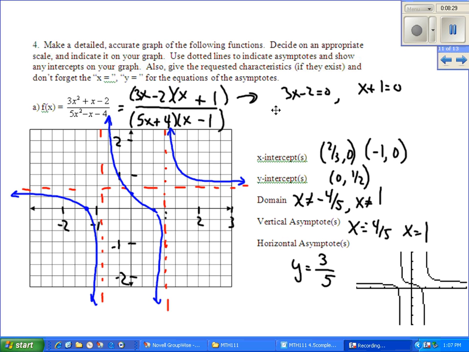So I factored my numerator and denominator, set the numerator to 0 to get my intercepts, set my denominator equal to 0 to get my vertical asymptotes, which also tells me something about my domain, compared the degrees, y equals 3/5 will be my horizontal asymptote, and did my sketch.